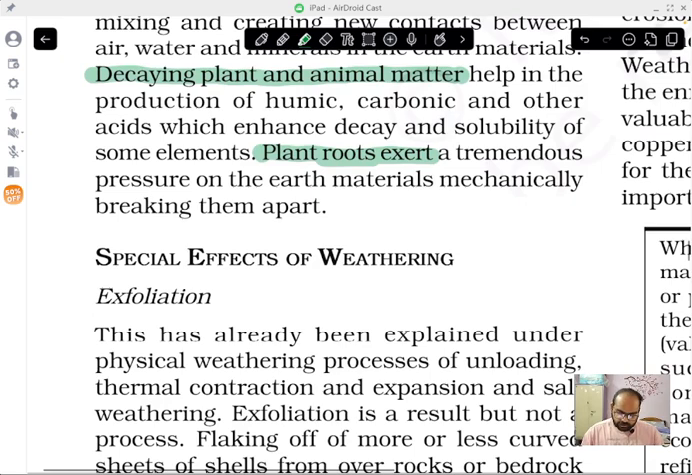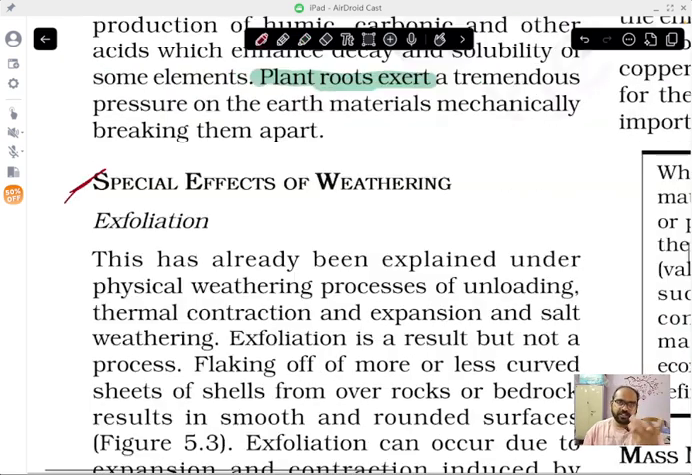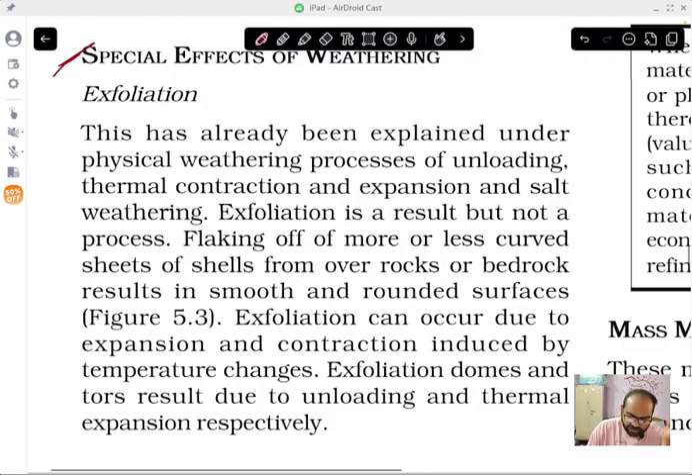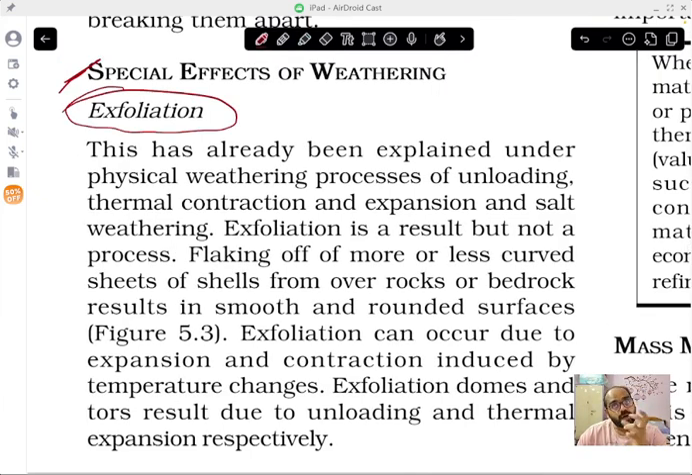Okay. Next, effects of weathering. Weathering results in exfoliation. Exfoliation is not a process of weathering, it is a consequence of weathering, it is a result of weathering. What does exfoliation mean? Exfoliation means flaking off of more or less curved sheets or shells from rocks or bedrocks. Okay, exfoliation means flaking off.